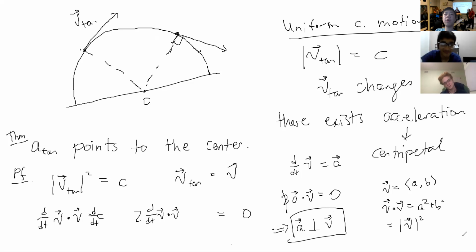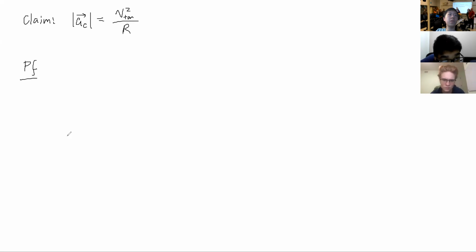All right. So now that we know the direction of a, we want to find the magnitude. My claim is that the magnitude of a, I'm going to call it a_c for the centripetal acceleration, is equal to v squared, where this is v tangential squared, over r. All right. Now the proof.